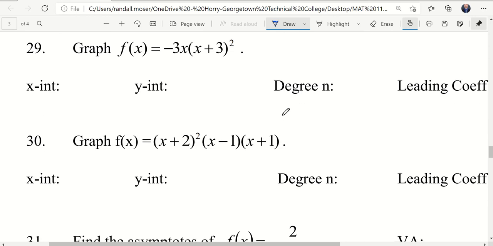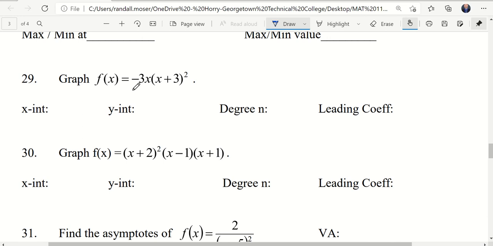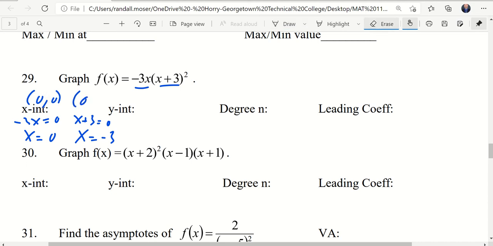In the next set of questions, we move on now to graphing higher order polynomials. In number 29, we actually have a polynomial here that's in factored form. That makes it easy to find the intercepts. So to find the x-intercepts, you just set each factor equal to 0. So we have -3x equals 0, x plus 3 equals 0. We get x equals 0, and we get x equals -3. So we have two intercepts. They are (0, 0), and also (-3, 0).